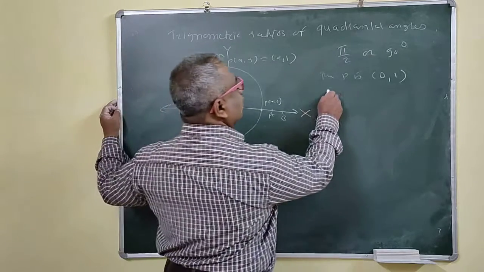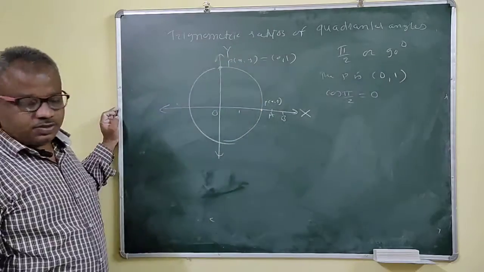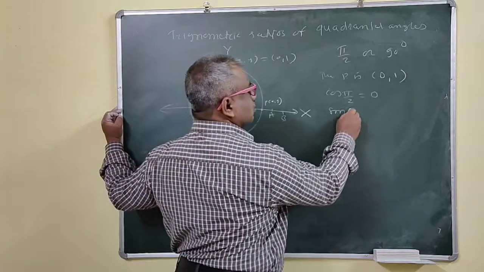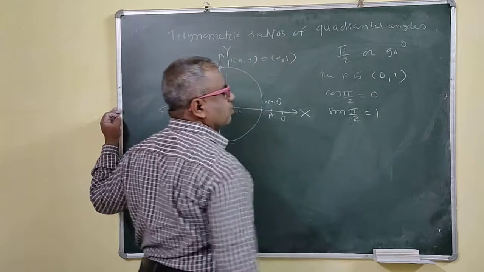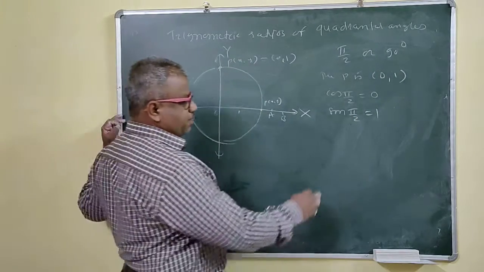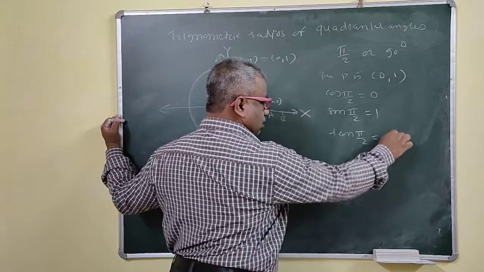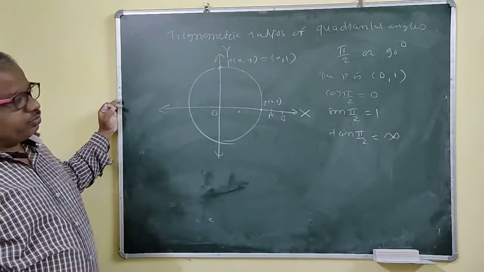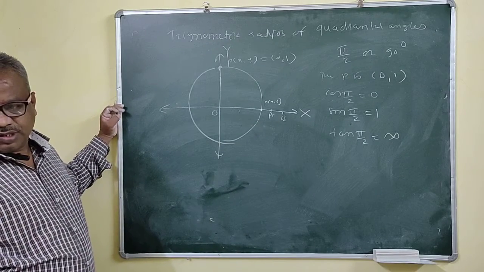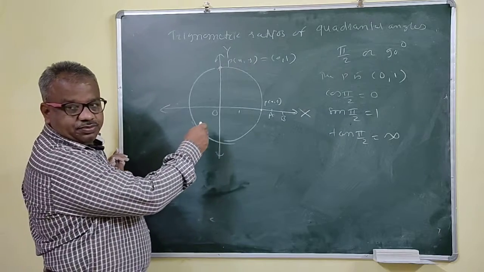So that means what here? Cos pi by 2 is what? 0. Sin pi by 2 is what? 1. Right? So tan pi by 2 is infinity. Tan pi by 2 is infinity. You can take the reciprocal of that too. Right? Now you want 180 degree.